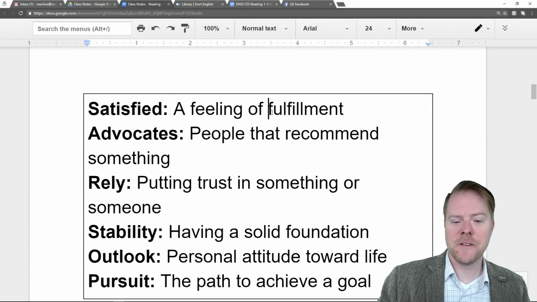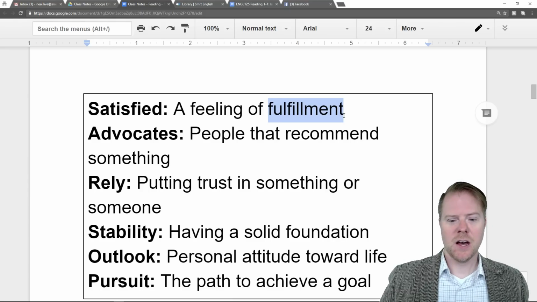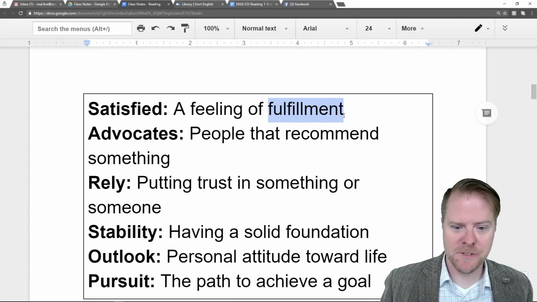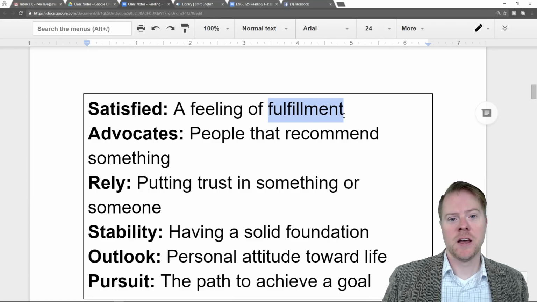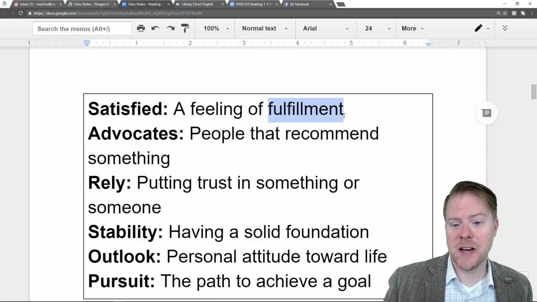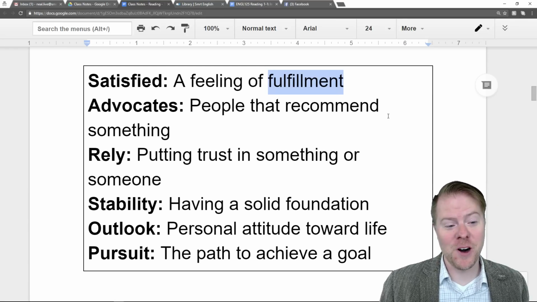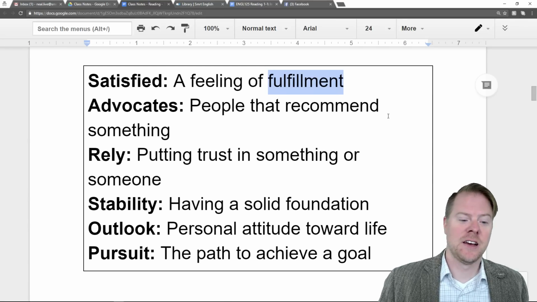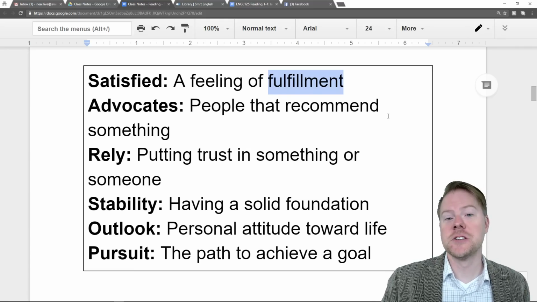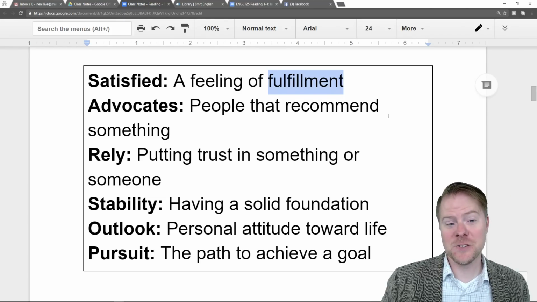Satisfied, a feeling of fulfillment, meaning, and there's many ways to feel fulfillment or satisfied. If you're hungry and you eat a lot of food, you are satisfied. If you are thirsty and you drink a lot of water, you are satisfied. If you want to know the ending of a movie and you watch the whole thing and you enjoy the ending, you feel it's a good ending to the movie, you are satisfied.